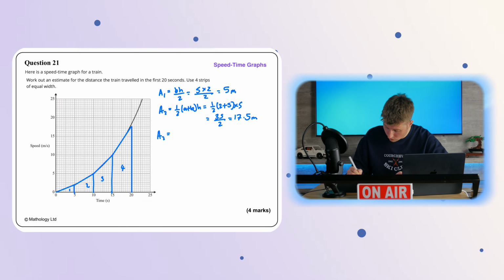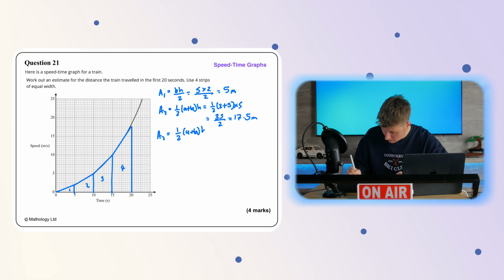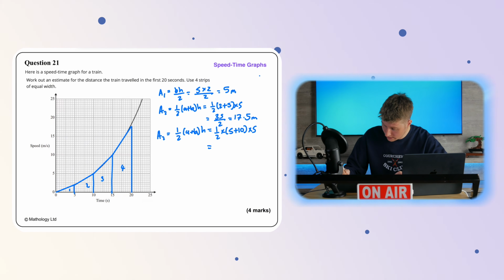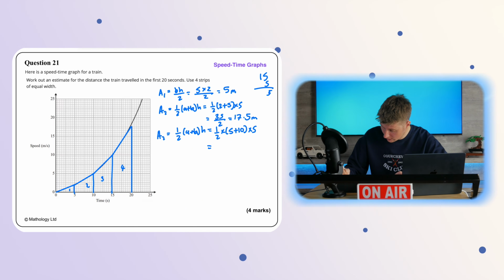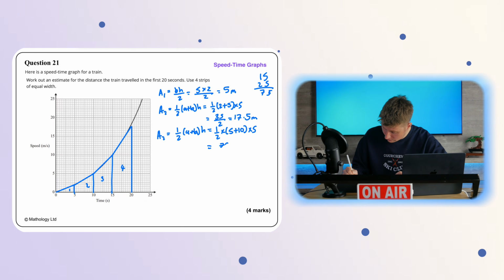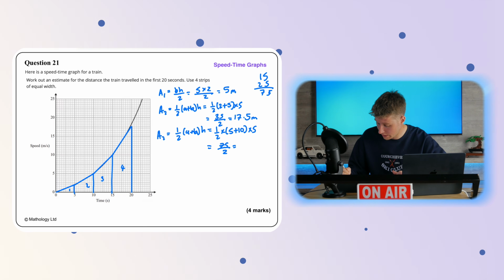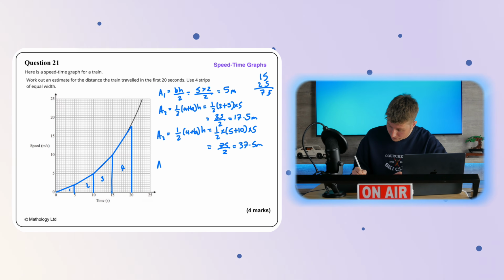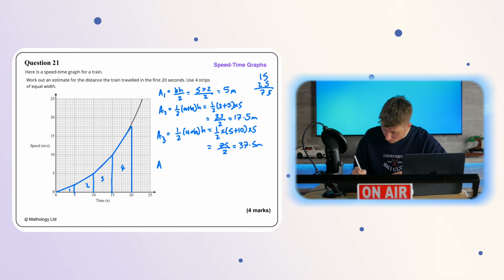Now the area of 3 is also a trapezium. So you've got a half multiplied by 5 plus 10 times 5. So 5 plus 10 is 15, 15 times 5: 25, carry the 2, 5 times 1 is 5, plus 2 is 7. So we've got 75 divided by 2. If we do 74 divided by 2, 70 divided by 2 is 35, plus 2 is 37, and then stick the 0.5 on the end, so 37.5 meters. And then we've got the area for number 4.